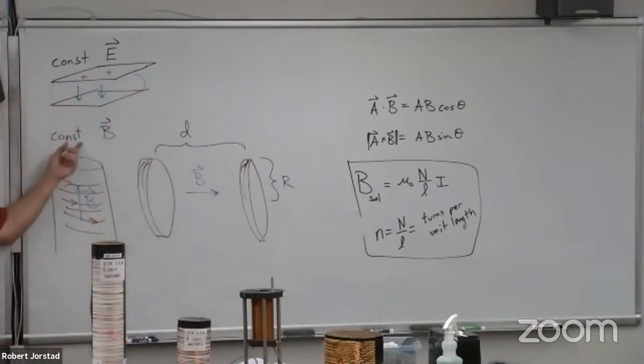But yeah, so we actually have two ways to get a constant B field. Yeah, all right.